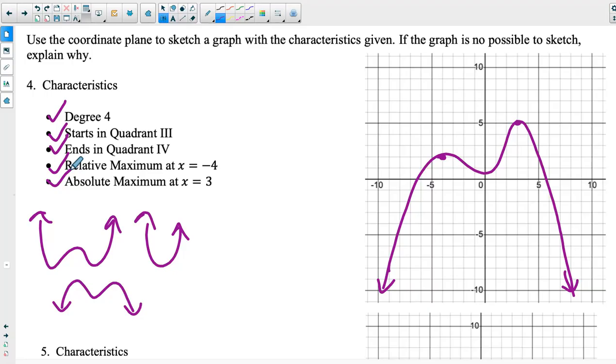Questions? Number 5, it gives you an x-intercept and a y-intercept. I want you to plot both points. And then it says it is always increasing. Try to draw something that's always increasing and goes through those 2 points.